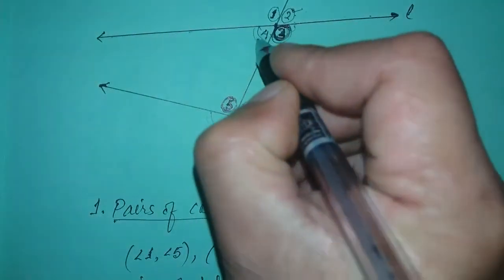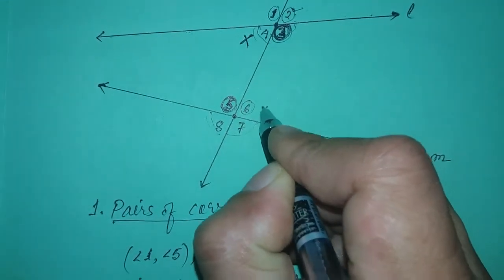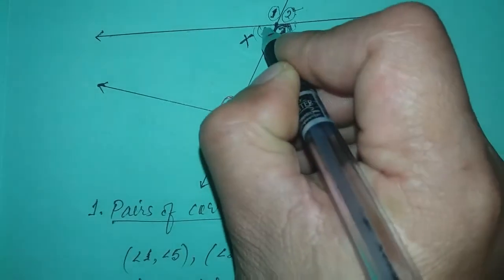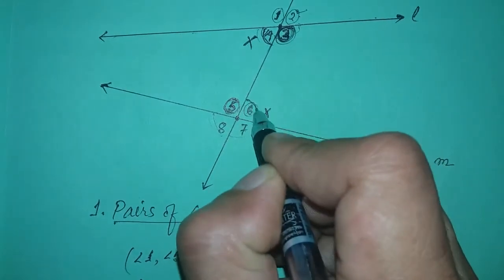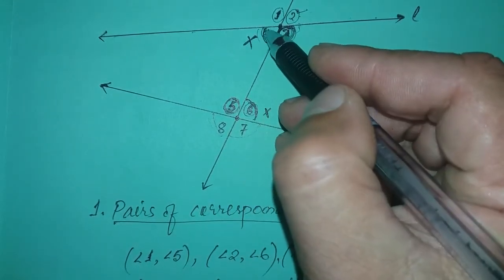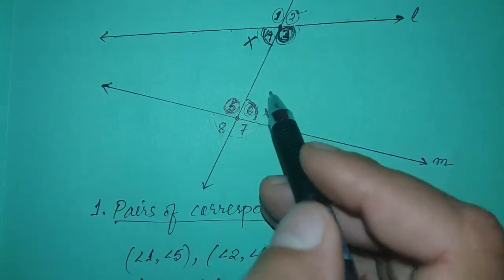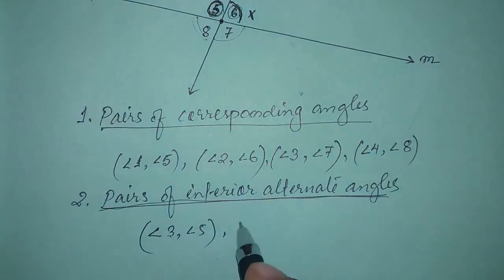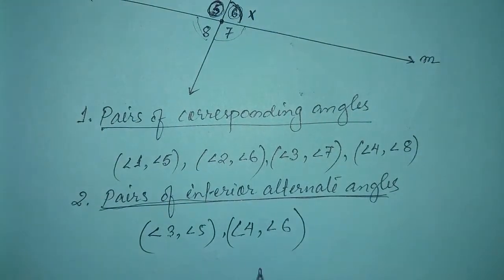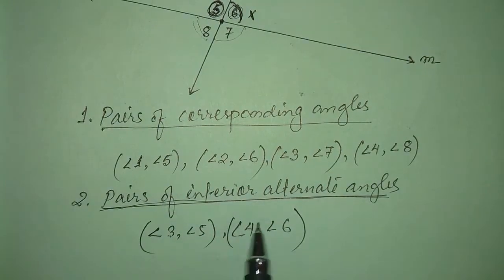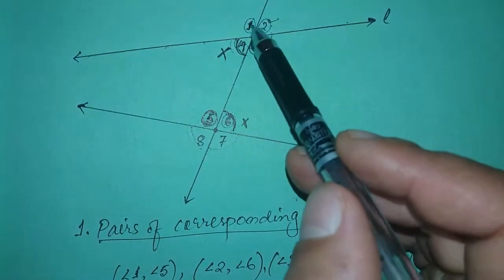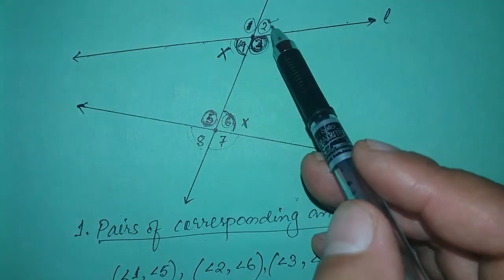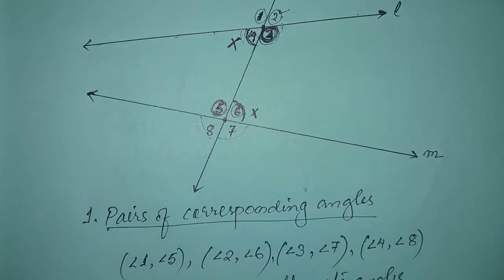And also angle 4 and angle 6, because 4 lies to the left and 6 lies to the right, and 4 is below this line and 6 is above this line. So we have two pairs of interior alternate angles. Now exterior alternate angles are angle 1 and angle 7, angle 2 and angle 8.